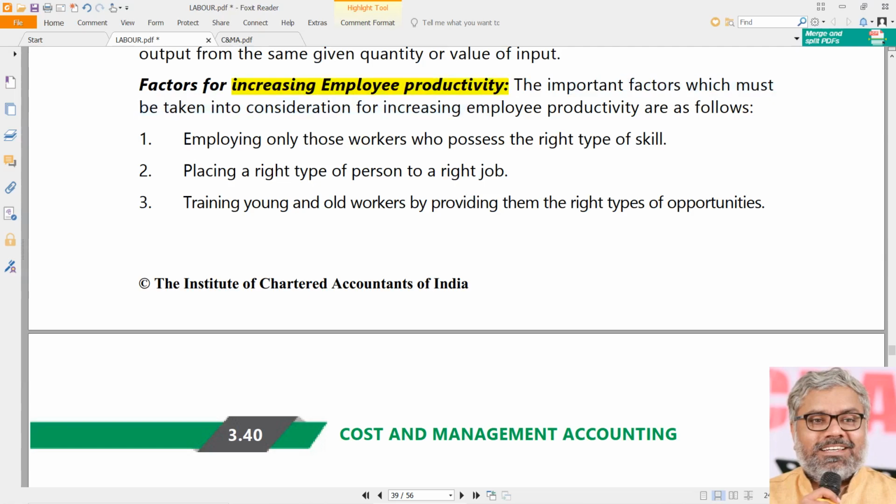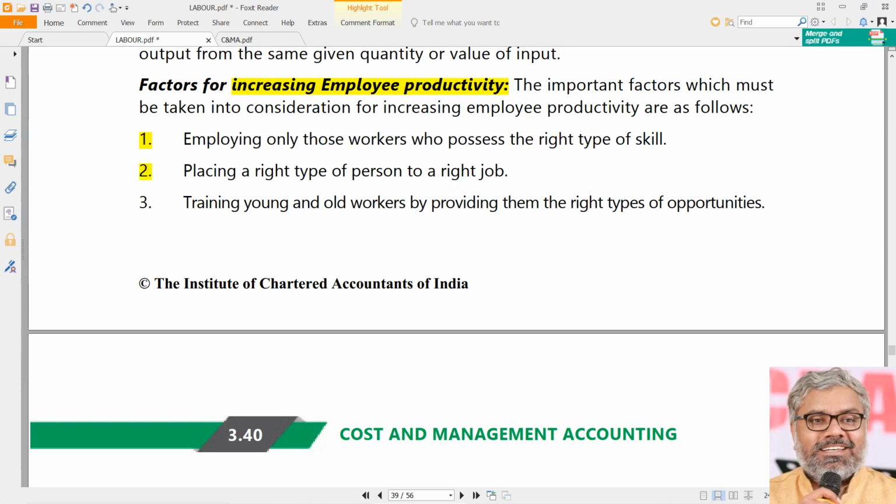These are the points. One, employ only those people who have the right type of skill. If you employ an over-skilled person, he will not be happy with the job which is a lower job for him in his mind. Or if you employ a person who is less skilled for a job, then he'll be depressed always because he is not able to meet the standard. He is not able to live up to the standard that is required. Either way, it is dangerous. So always you have to employ the workers who possess the right skill for doing a job.